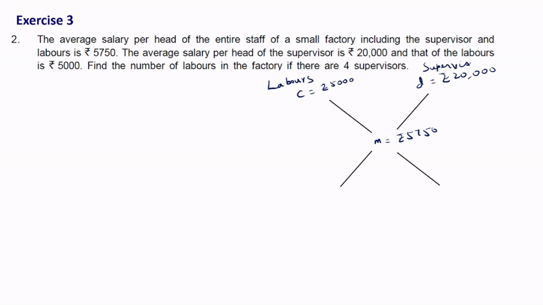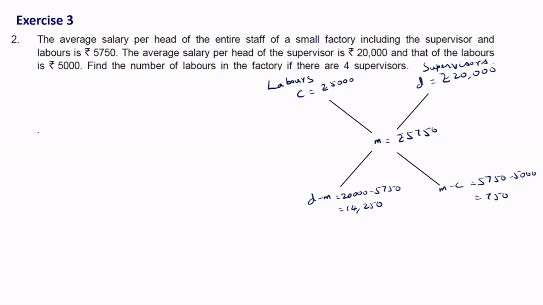So here we have D minus M. So here it is 20,000 minus 5,750. It is 14,250. And here we have M minus C, which is 5,750 minus 5,000. It is 750.